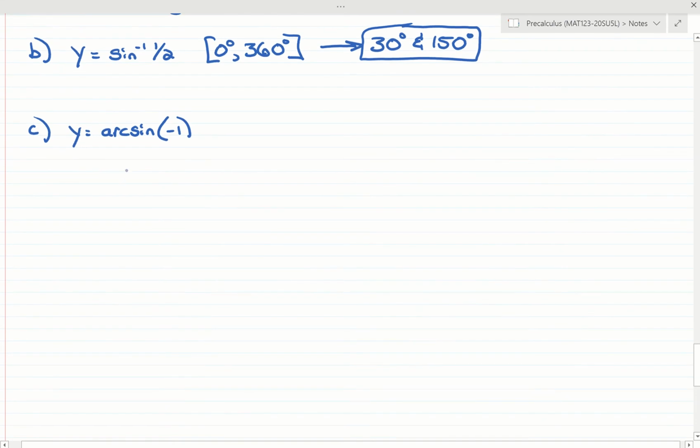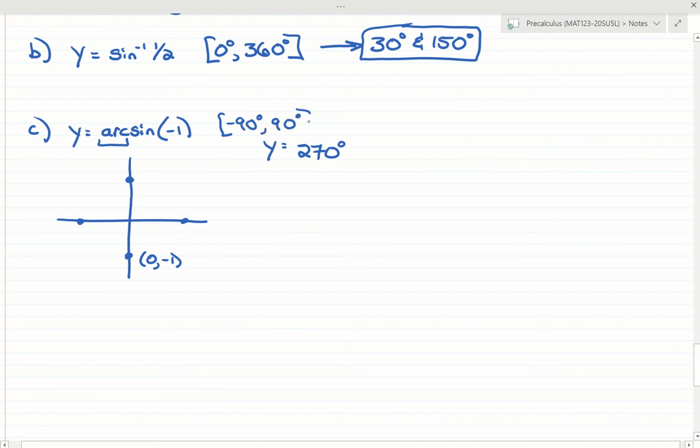Well, we can't get -1 from our special triangles, but we can from our quadrantal angles. Remember, sine is the y value, and at 270 degrees, the y value is -1. So we could say y is equal to 270 degrees. The problem, though, is arc.